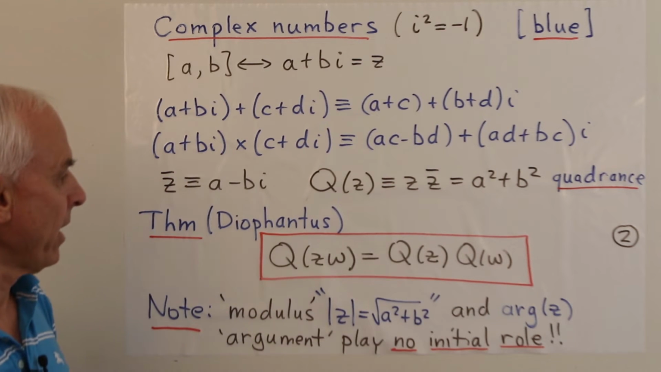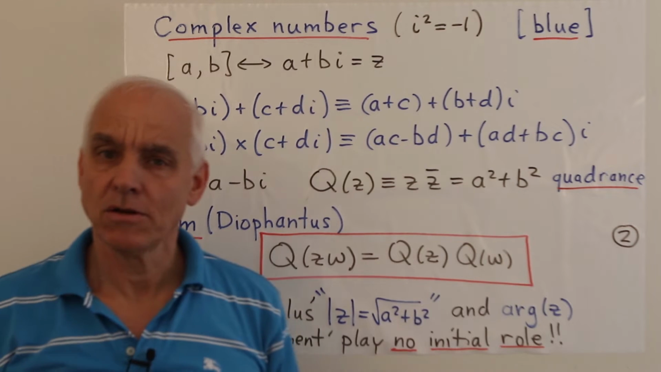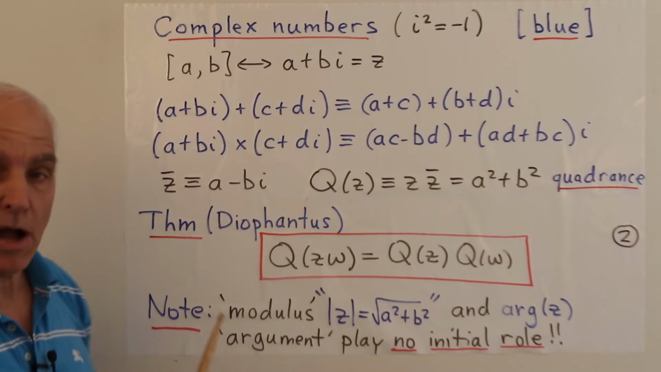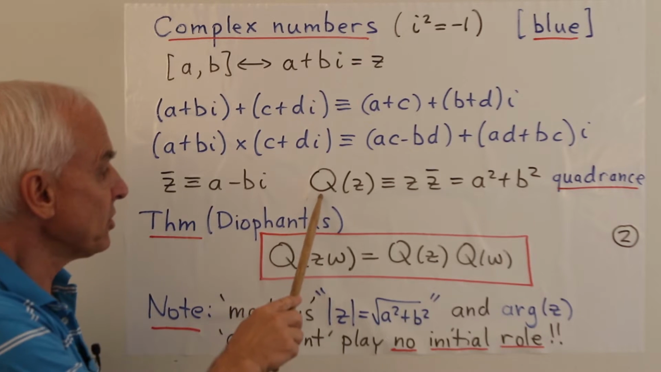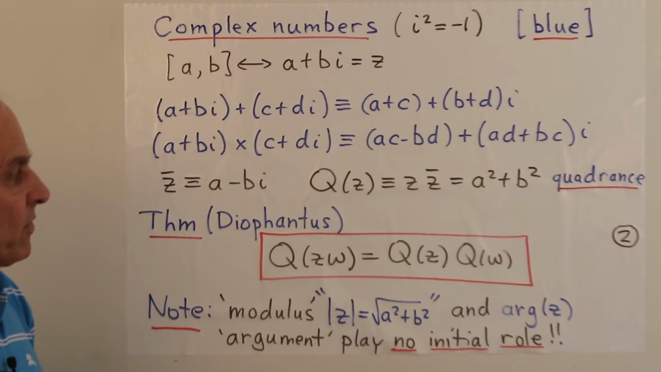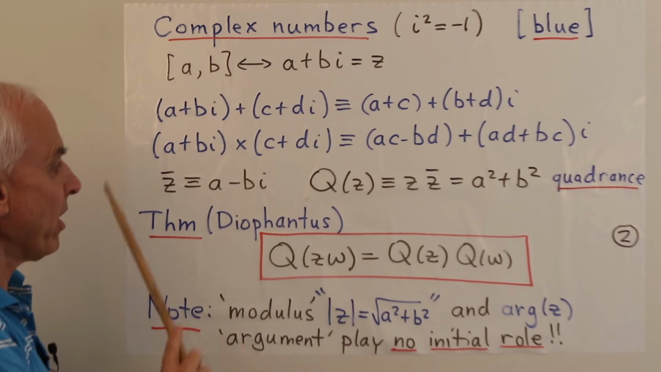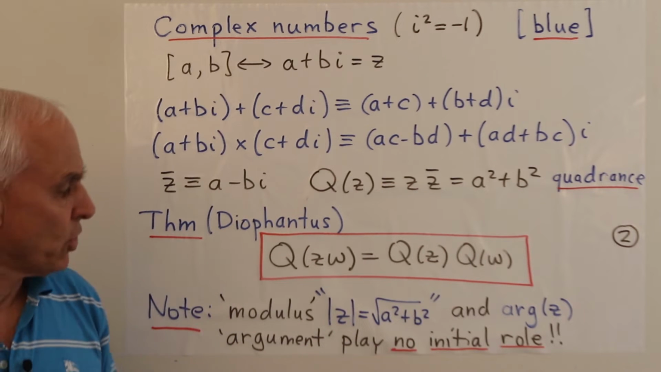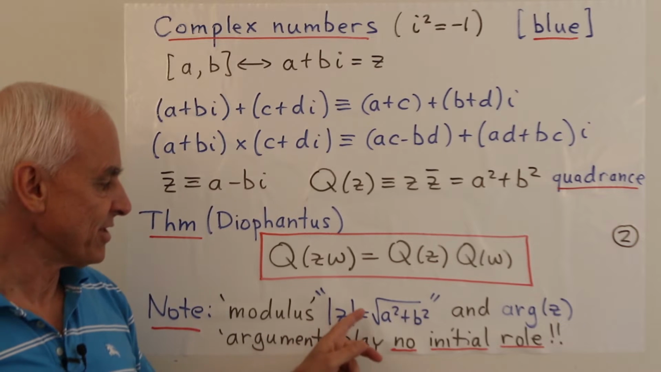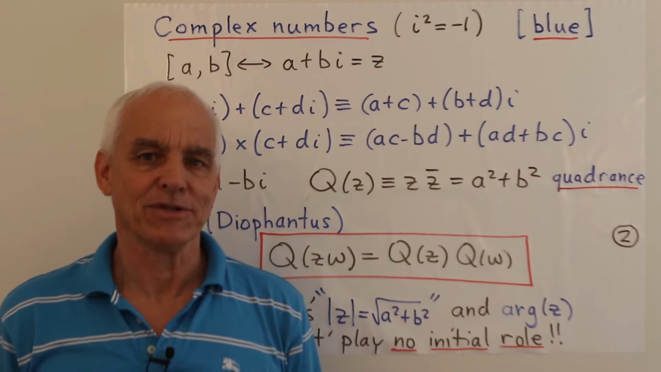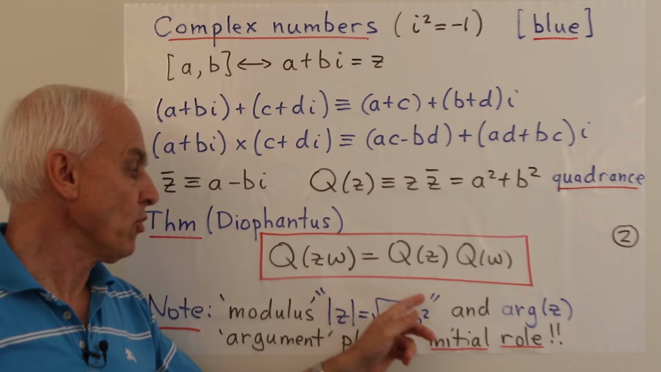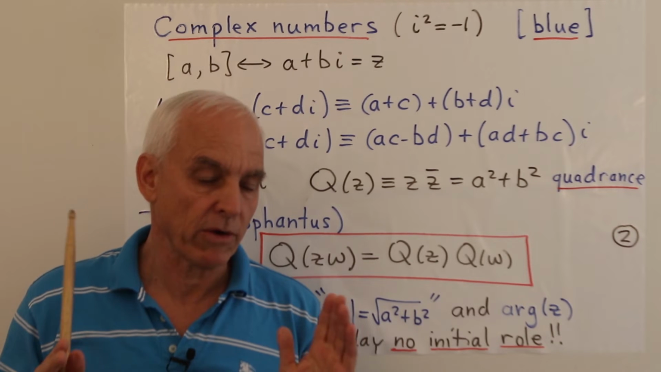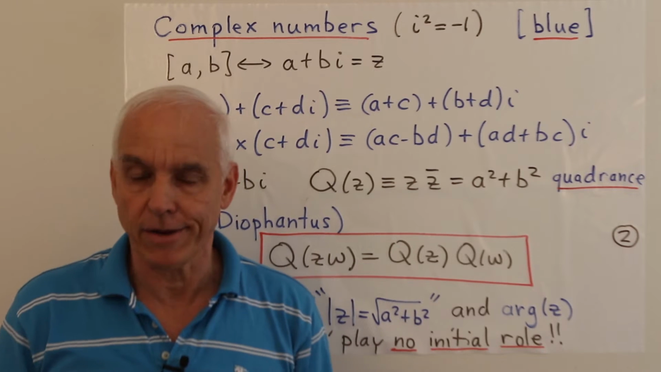Then one introduces the complex conjugate, z bar. So if this is z, then z bar is a minus bi. And then we can introduce the quadrance of the complex number z, which is z times z bar. It's a difference of squares, and we get a squared plus b squared. So notably, the modulus, which is usually talked about in classical courses, the square root of a squared plus b squared, is going to play no role at all for us, because square roots are highly problematic theoretically.